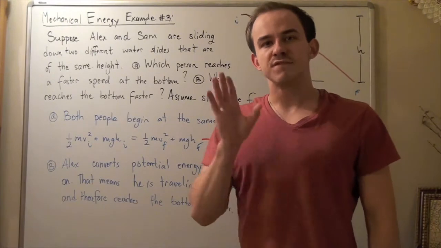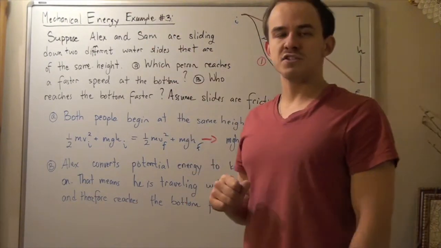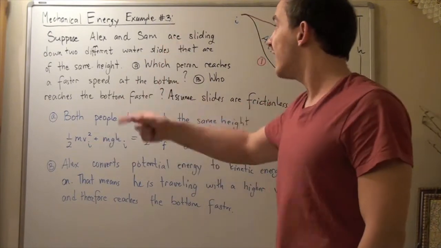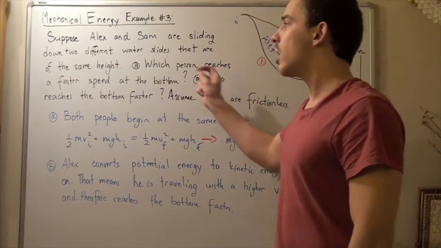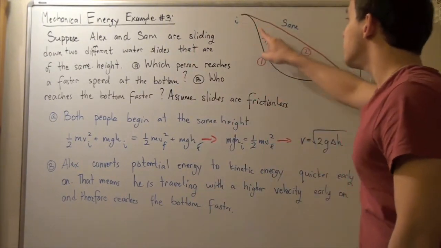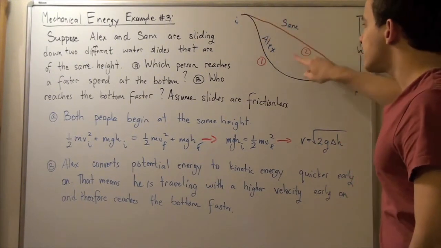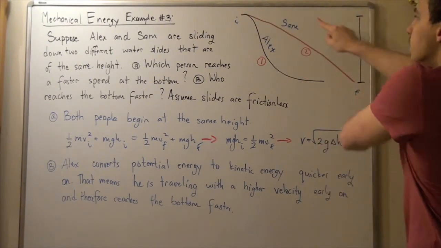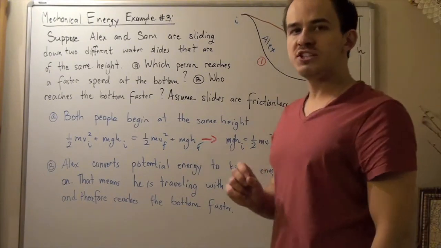So let's examine the following conceptual example that deals with mechanical energy of our system. Suppose Alex and Sam are sliding down two different water slides that are of the same height. So Alex is sliding down slide number 1 and Sam is sliding down slide number 2. Both slides have the same height but different pathways, different slopes. We want to find the following two things.